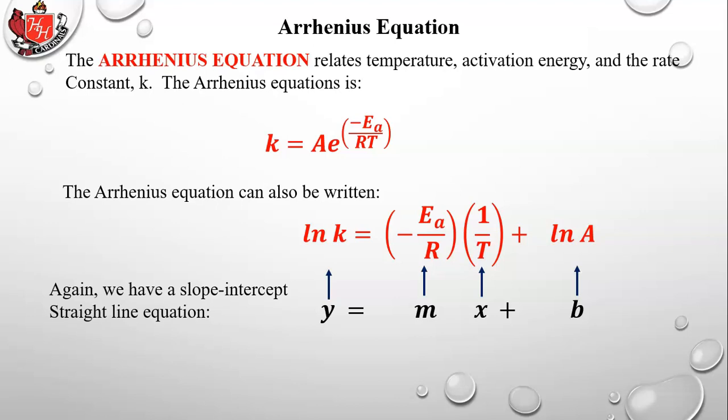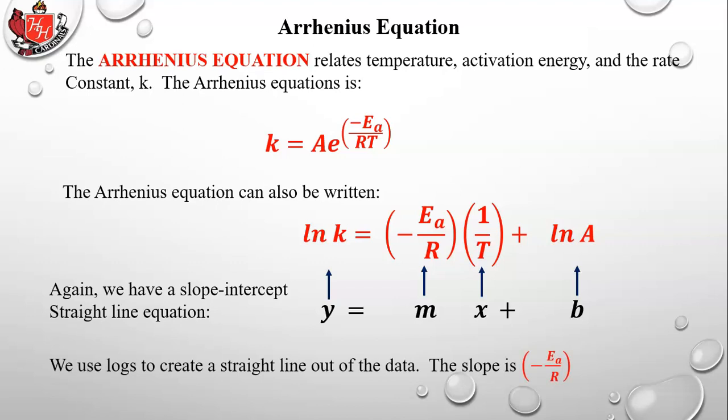Again, you don't need to understand the math. Anytime I would ask you to use this equation, I would give it to you. We can use logs to create a straight line out of the data. That's what happened up above. And the slope is negative Ea, activation energy, over R.